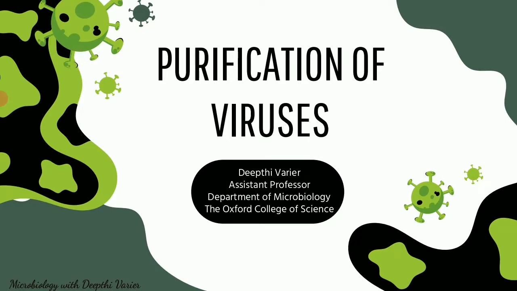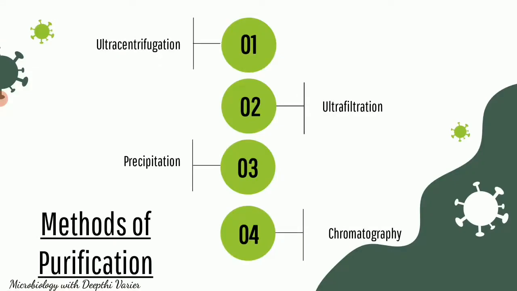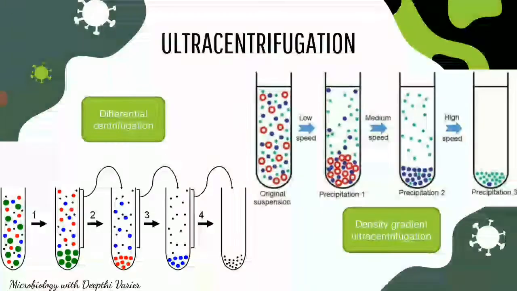And usually a combination of techniques is used so that it gives us better results and purer extracts of the virus. So the four techniques we'll be looking into today are ultracentrifugation, ultrafiltration, precipitation and chromatography. These are the four techniques that we will be looking into. So the first one is ultracentrifugation.